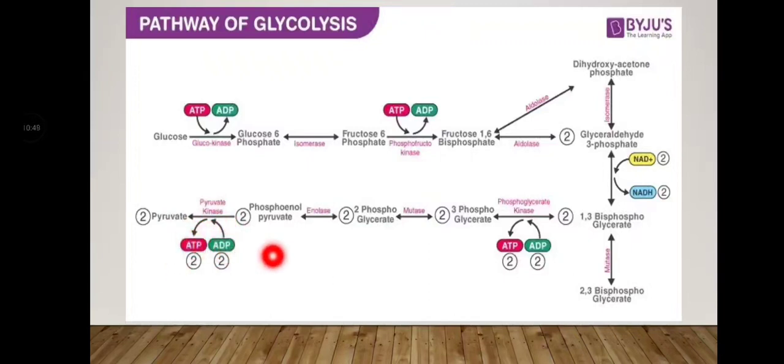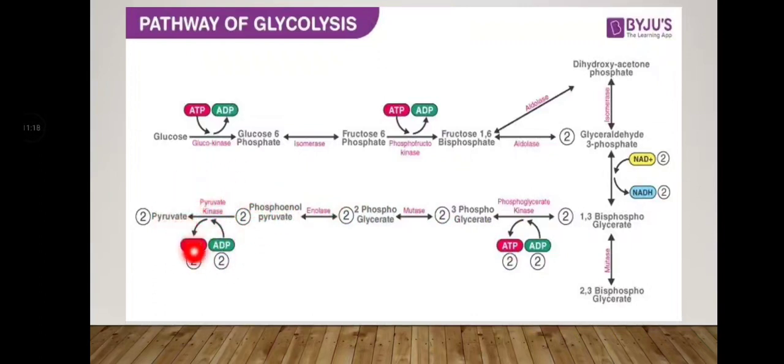So now remember that it is 2 ATP molecules that are being produced. Because from this point, remember that there are 2 molecules of each of these. So because there are 2 molecules of each of these, even the ATPs that are being produced are 2. So at this point, 2 ATP molecules were produced. At this point, 2 molecules of ATP were produced.